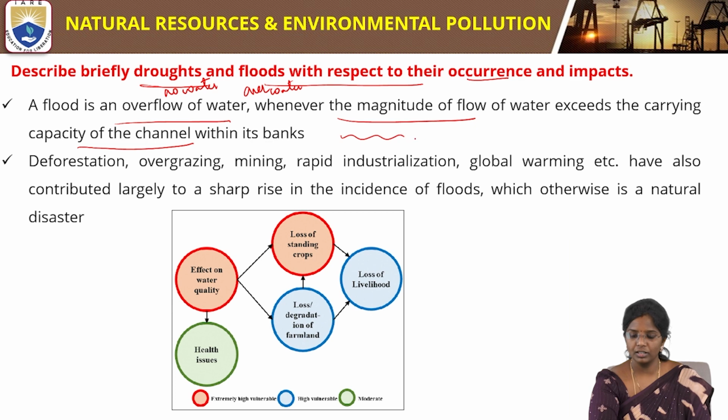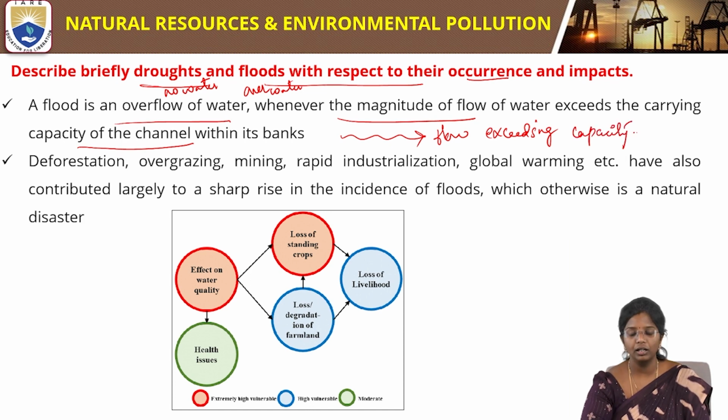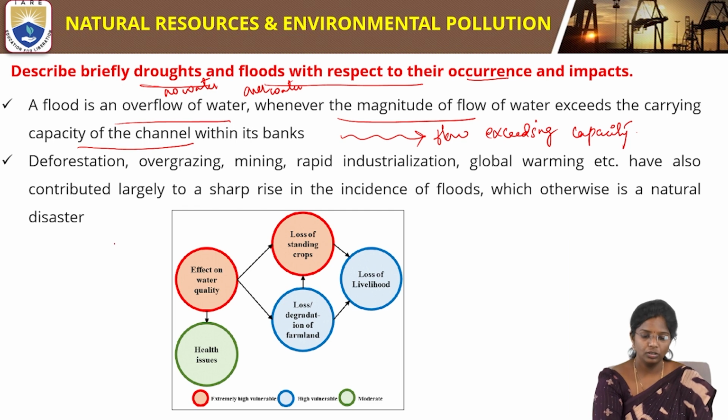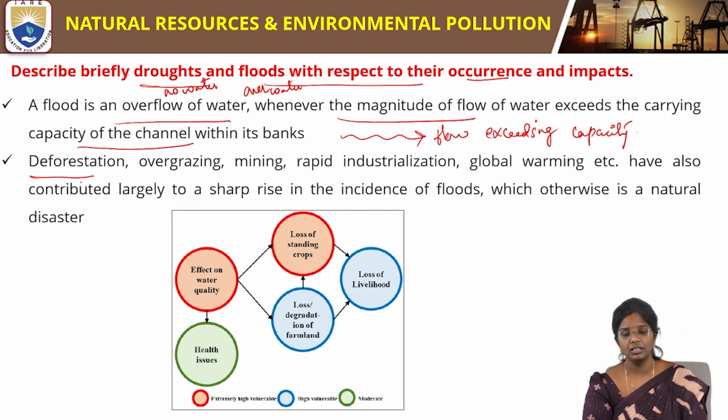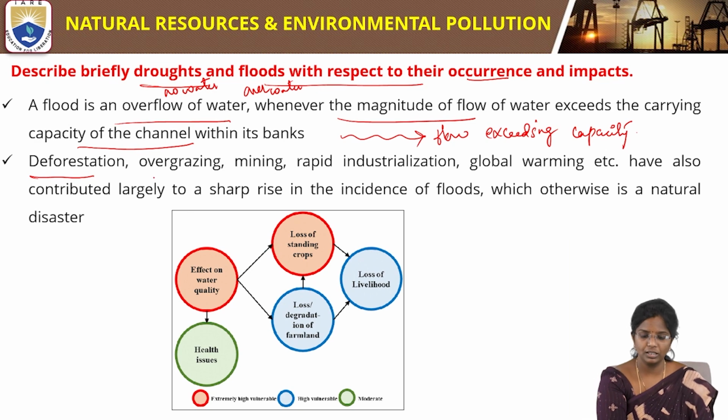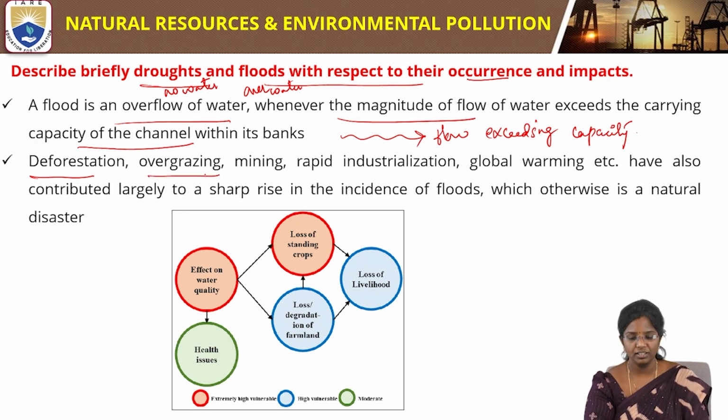Whenever there is a flow of water and it exceeds its carrying capacity, it is nothing but a flood. Whenever there is heavy rainfall and we have very little space for storage, it becomes a flood. Okay, so the causes for this are deforestation, that is cutting down of forests, overgrazing, grazing of animals over the plants, mining of ore, metals, etc. Rapid industrialization, constructing buildings and industries. So what happens in this case? The space is occupied, so there is very little space for the water to percolate into the ground.